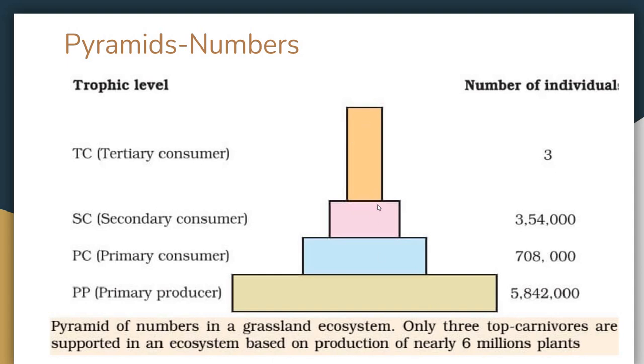Now you'll notice that it gets smaller, but it doesn't necessarily follow the 10% rule. The 10% rule was only for energy, remember? And you're going to have a different type of pyramid in each ecosystem that you're in. So we're counting the number of individuals. In order to maintain these three guys up here, they need to have almost 6 million guys down here. You can see the problem that a lot of organisms will have.